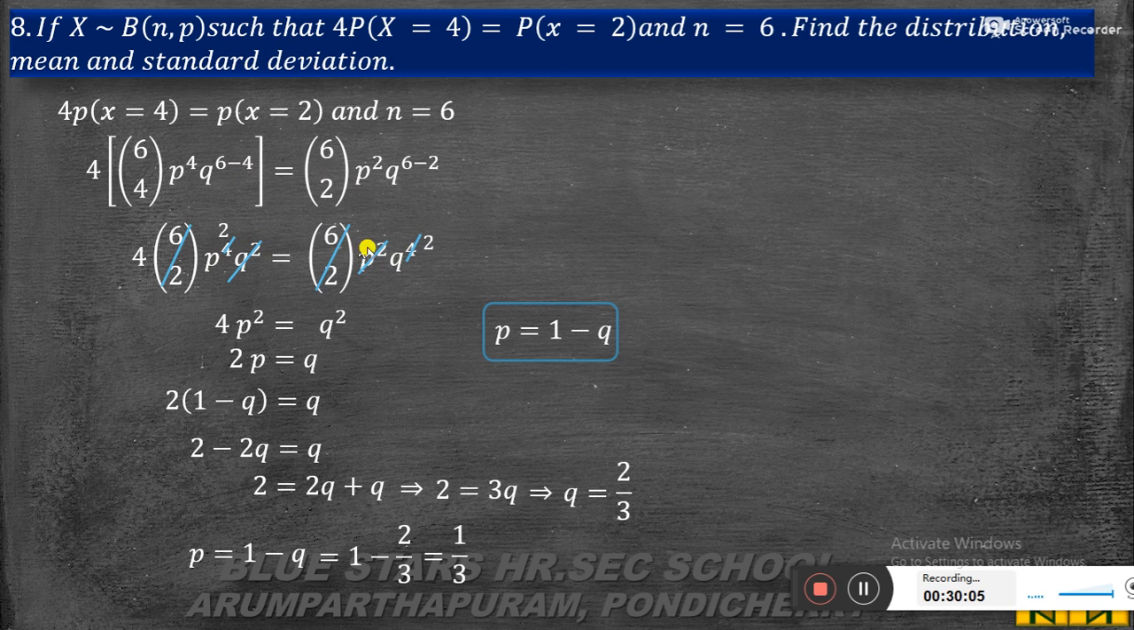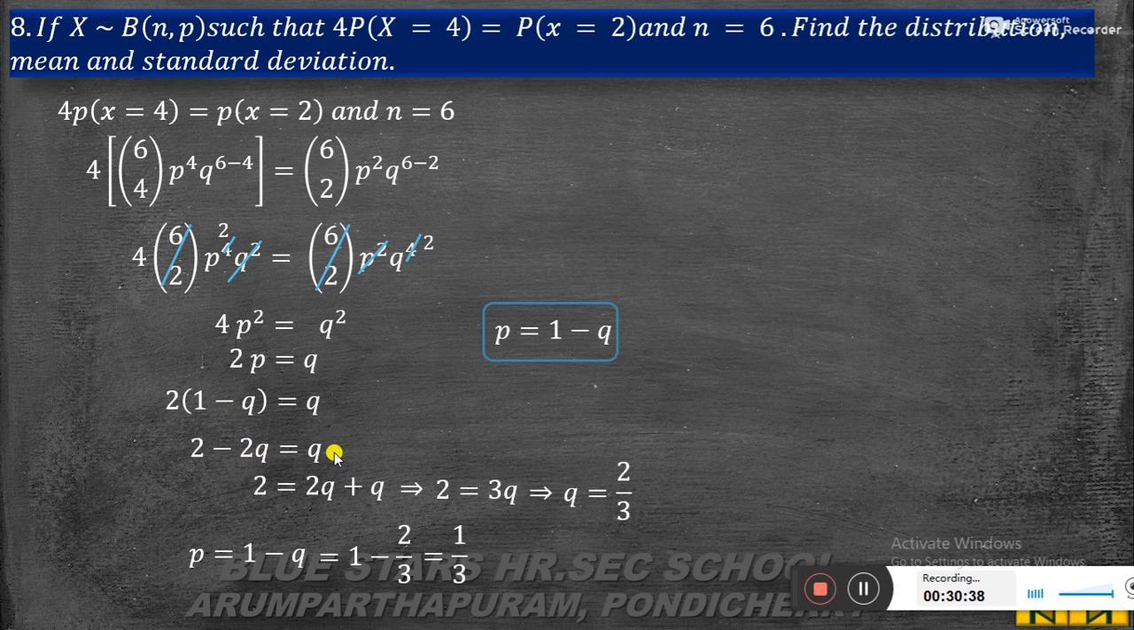Now p power 4 and p square cancel, and q square and q power 4 cancel. The remaining terms: 6C4 and 6C2 cancel. So the left-hand side is 4 into p square equal to the right-hand side q square. Now I take the square root on both sides. The square root of 4 is 2, the square root of p square is p, and the square root of q square is q. So 2p equal to q. Therefore, p equal to 1 minus q. I substitute: 2 into 1 minus q equal to q. So I multiply the 2 into the factor.